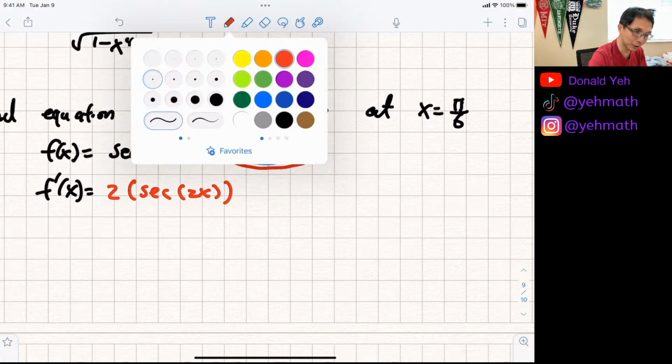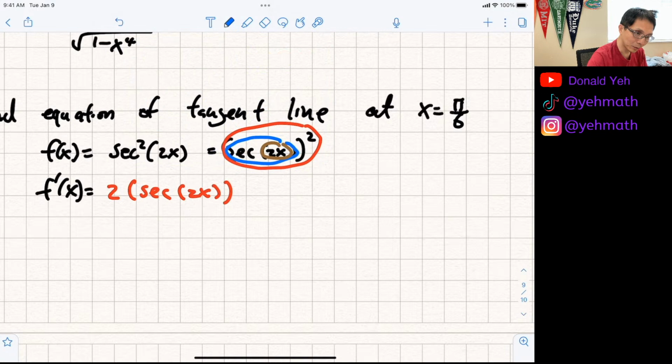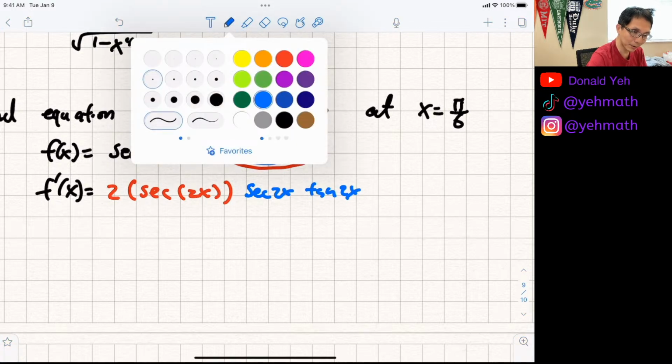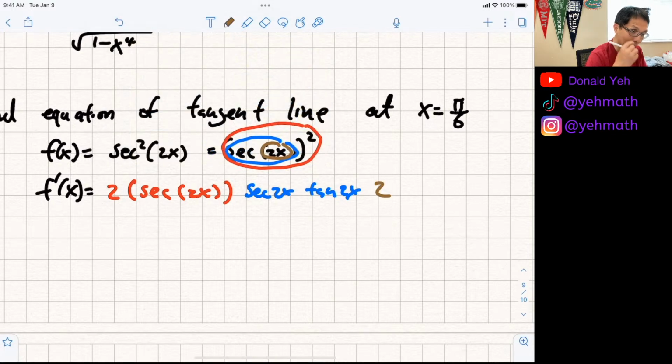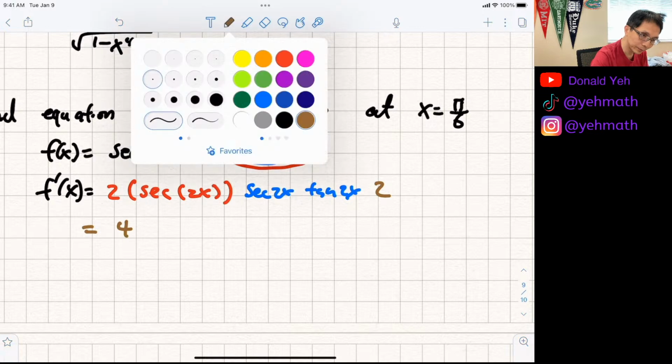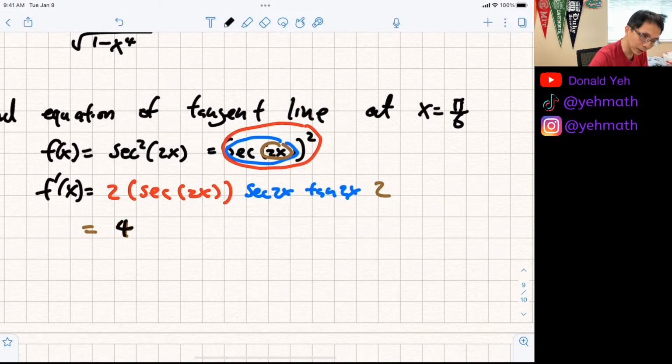Now you have to take a derivative of the next layer, which is secant of 2x times tangent of 2x times 2. And that's the layer that happened. So now if you work everything out, it's going to be 4 and then secant of 2x. I can do secant square of x, but I'm just going to write down secant of 2x. That way it's easier to see.